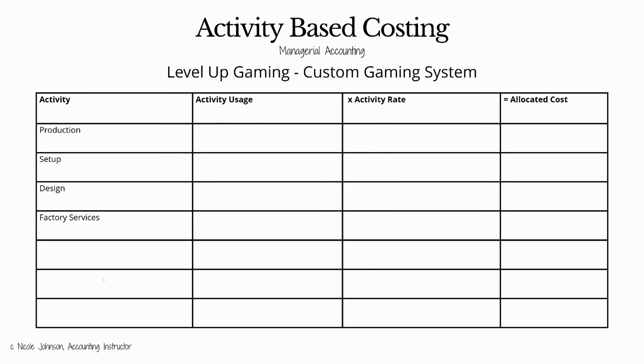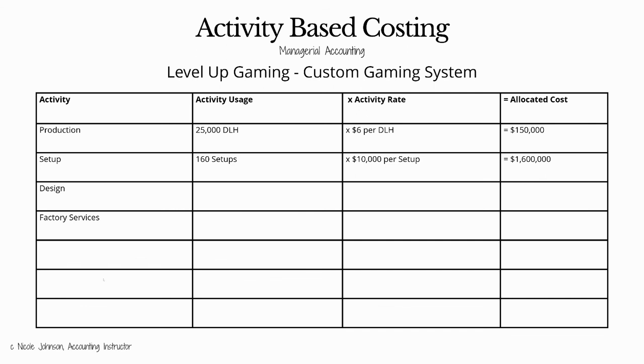Now let's look at the custom gaming system. Again, at the top, we have activity usage times activity rate equals allocated cost. The activities are production, setup, design, and factory services. For production, the custom gaming system expects to use 25,000 direct labor hours. We multiply that times the activity rate of $6 per direct labor hour. We get an allocated cost of $150,000.